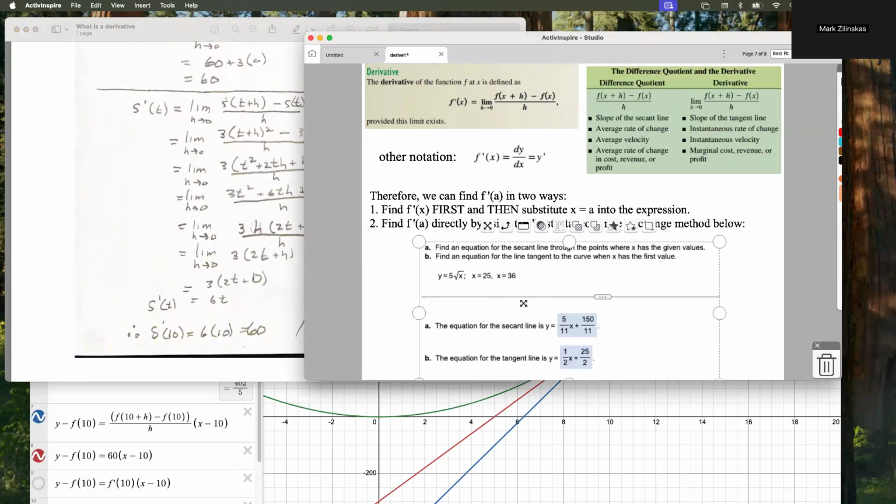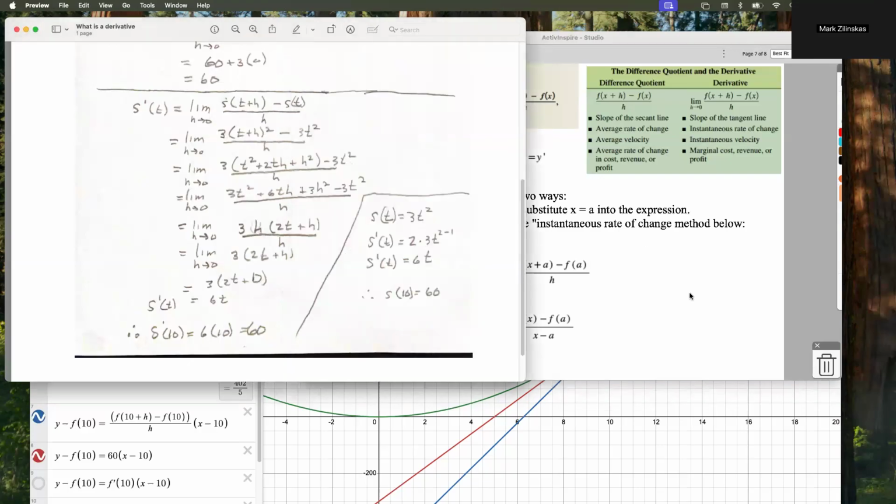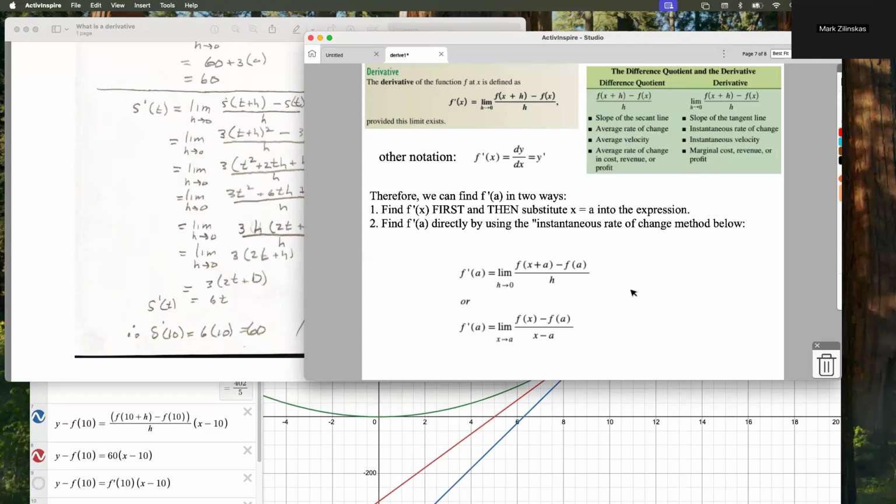I probably should have just taken this off of here and not had this, but I kind of had here, well, therefore we can find this in two separate ways. One is, if we want to find f prime of a, we can find f prime of x first and then substitute x equals a, or we can find f prime of a by using this instantaneous rate of change method below. It's going to be a whole lot easier finding this because, like I said, we can use formulas or theorems like this later on, okay? Just some notational things to keep in mind up here.